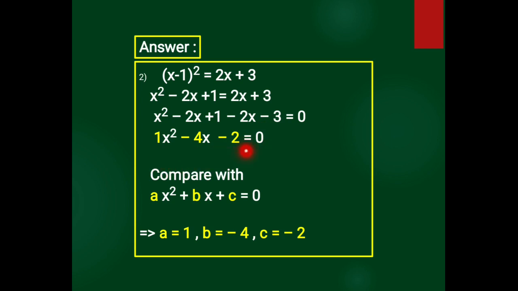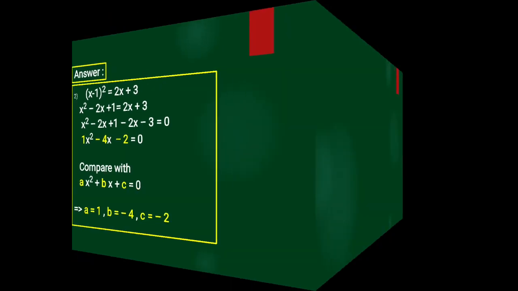So we compare this equation with the equation ax square plus bx plus c equals to 0 for the values of a, b, c. Now here the coefficient of x square is 1, and here the coefficient of x square is a, so a equals to 1. Here the coefficient of x is b, and here the coefficient of x is minus 4, so we write b equals to minus 4. Here the constant is c, and here the constant is minus 2, so c equals to minus 2. So in this way we find the value of a, b, c.